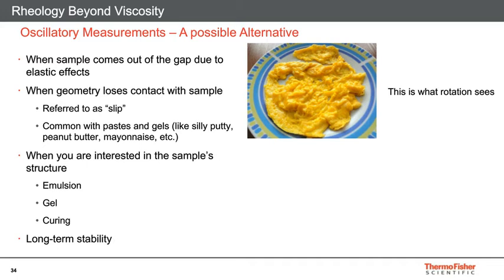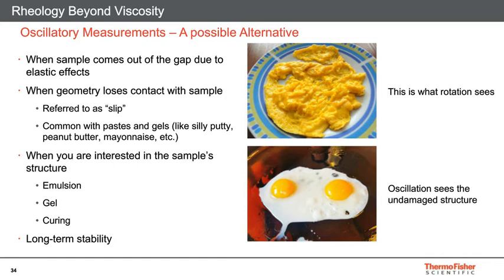However, an alternative method is doing an oscillatory measurement. Instead of rotating around unidirectionally, the head oscillates back and forth and basically just stretches and deforms your sample, and you monitor how that sample responds to that deformation. So an oscillatory measurement here leaves the structure undamaged. In the example of our eggs, the egg yolks and the egg white remain intact. You're not breaking those down. So after an oscillatory measurement, you regain that structure.